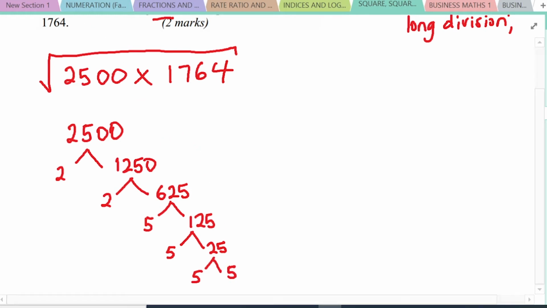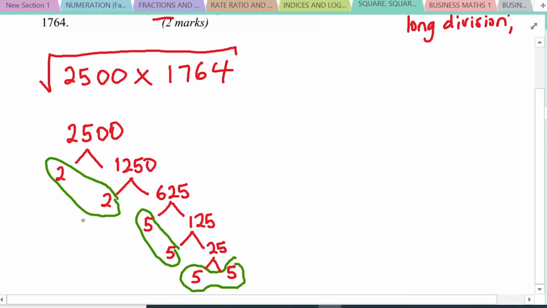Because we are finding the square root, it means we are going to group the factors in groups of 2. Put that in groups of 2, put this in groups of 2, and also put that in groups of 2. From each group, select just one number. Here we shall pick 2, multiply that by a 5, and in the last group we shall pick a 5. So this means it's going to be 2 times 5, which is 10. 10 times 5, which is 50. So the square root of 2500 is 50.